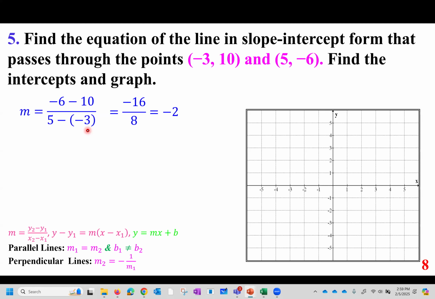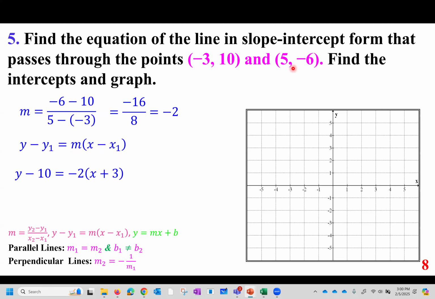We have the slope and we have 2 points. We want to find the equation of a line, and we are going to use the point slope form. We are going to use one of those pairs, and it makes no difference which one. In fact, I'm going to show you both. We use y minus y1 equals m times x minus x sub 1. If we use the first pair, y minus 10 equals m, which is -2, times x minus -3, which makes it x plus 3.